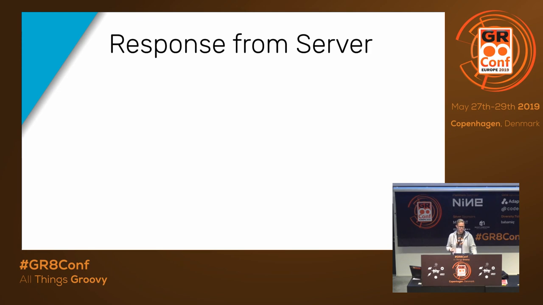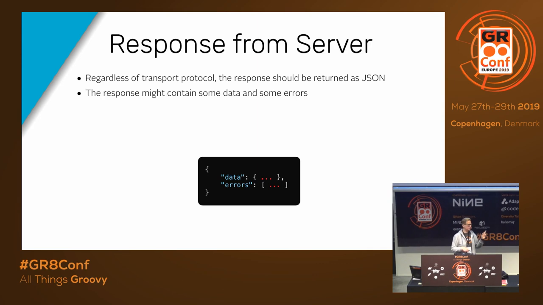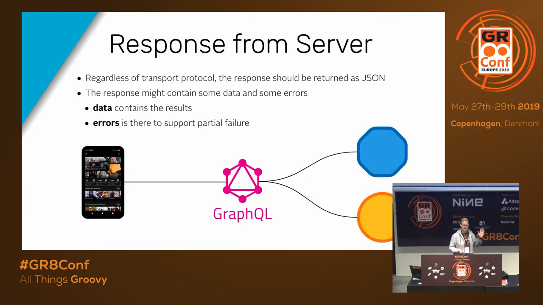And the response from the server, regardless of the transport protocol, you're always getting a JSON document back, and the response has one or both of these fields, data and error. Data is the result set of your query, and error is there to support partial failure, which is quite a nice thing to have when you work in a microservice environment, because let's say we have this setup where a mobile phone is querying a GraphQL server, and that server has two downstream dependencies.